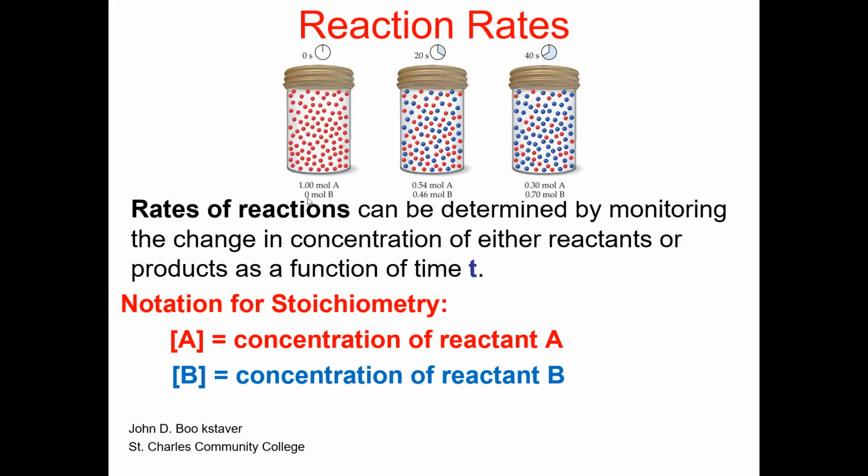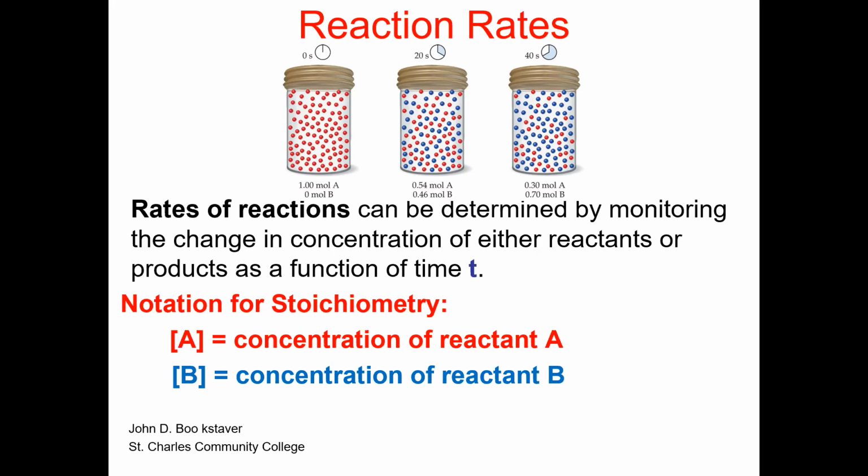And at the same time, look at it. At time 0 seconds, we have 0 mole of B, but at 20 seconds we have 0.46 mole of B. Also at 40 seconds, we have 0.30 mole of A and 0.70 mole of B. So with time, more of A is converting to produce B, and more B is produced while A is decreasing.